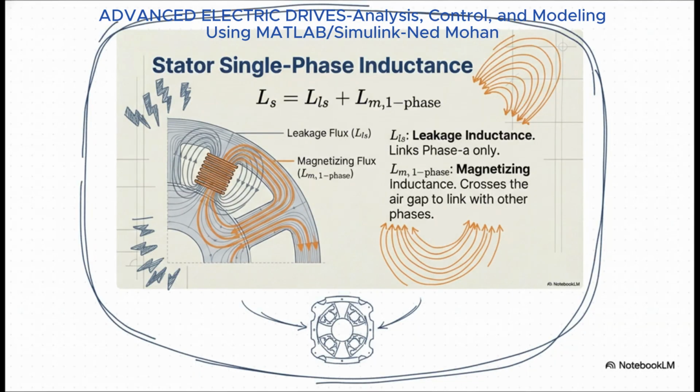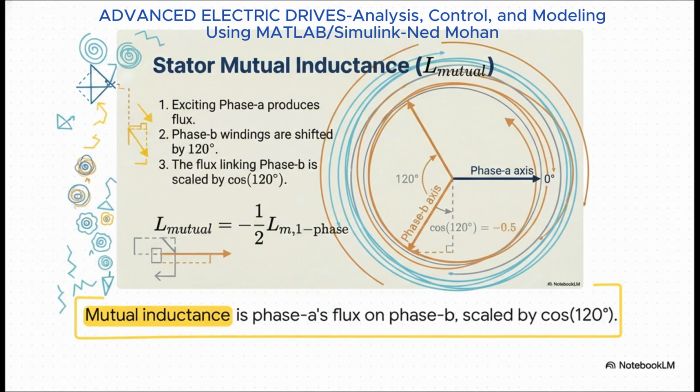Let's start with the self-inductance of a single phase, which we'll call LS. This is actually made of two distinct parts. First, you've got the leakage inductance, LLS. You can think of this as wasted flux. It links its own winding, sure, but it doesn't cross the air gap to do any useful work. The second part is the magnetizing inductance, LM. Now this is the useful flux. This is the stuff that crosses the air gap, linking with the other phases in the rotor to actually make the motor turn.